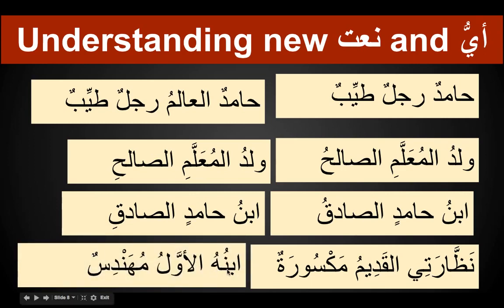Ibnuhu al-awwalu. See, al-awwalu has got dhamma and ibnu has got dhamma. So this naat is for ibnu. So his first son is muhandisun. So indefinite, one word, khabar. So this is how we identify the naat.